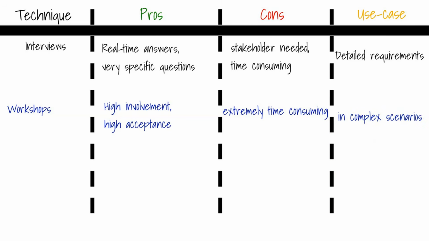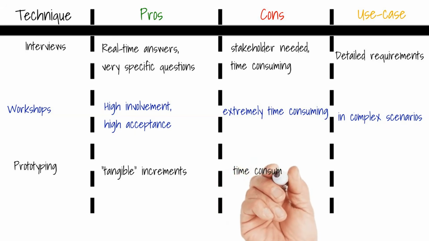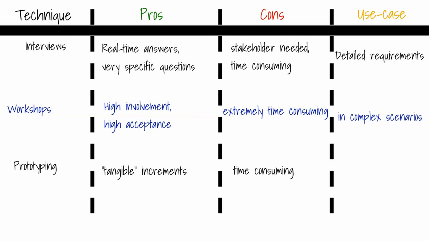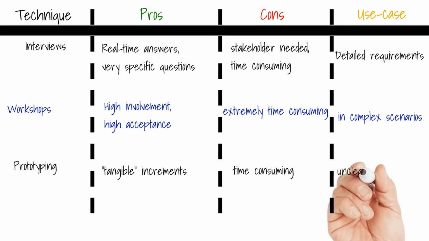Prototyping has the pro that you deliver something tangible with each increment. That helps the stakeholder to understand what we are doing. On the other hand, producing an increment each time and then going back to the stakeholder can get time consuming. The use case is when you have unclear requirements, but the stakeholder wants to see results frequently.